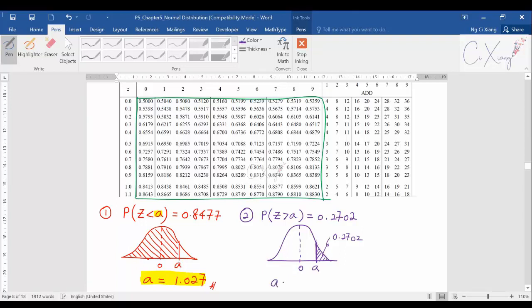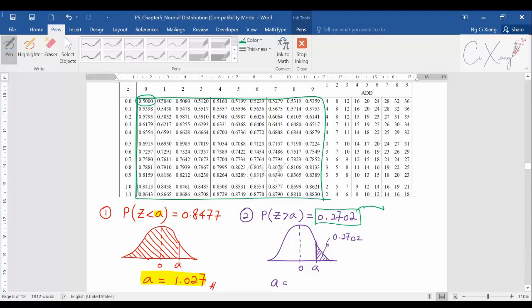Okay, then now I want to find out the value of A. To find out the value of A, I'm looking for 0.2702 from this part. Again, if you go through the whole table, because I just cut out half of it now, you will see that there's no such value, 0.2702. The smallest value is 0.5. Then it becomes larger and larger to the end of the table. So how can I look for this value?